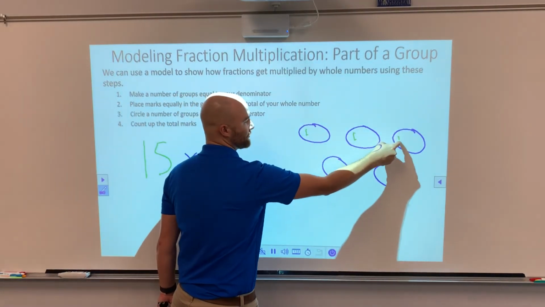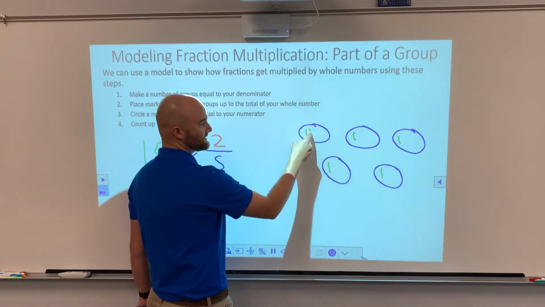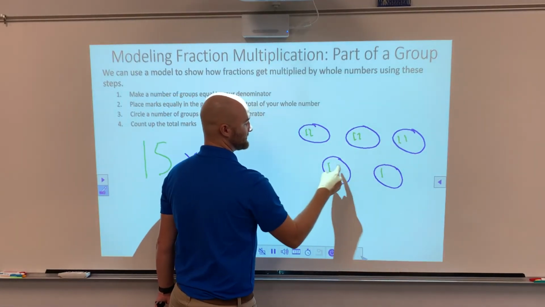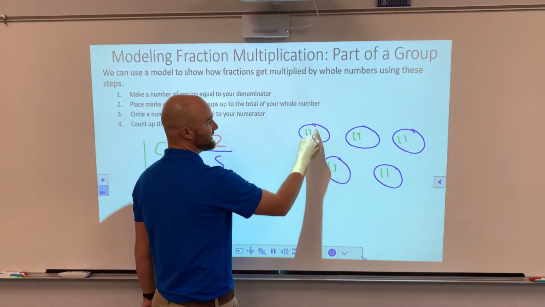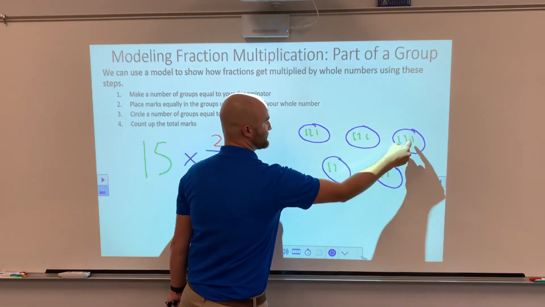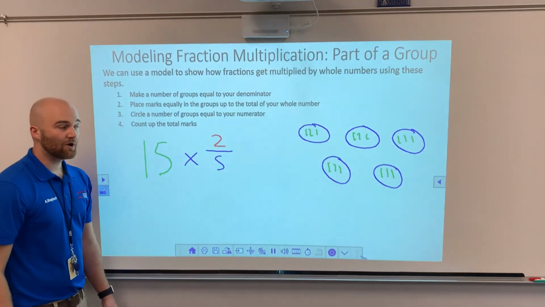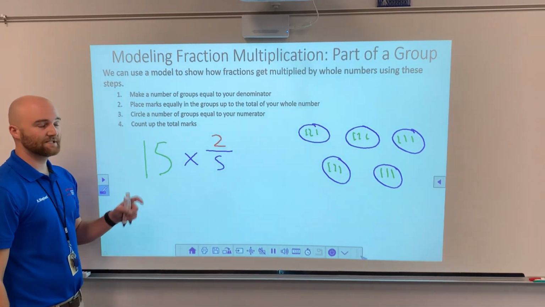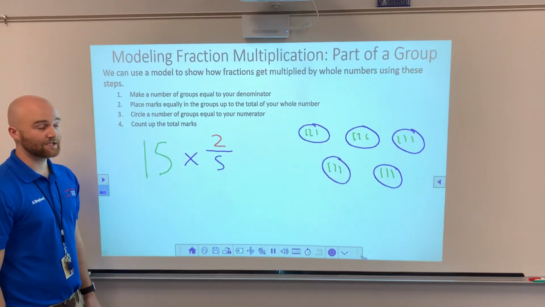1, 2, 3, 4, 5. Got to keep going. 6, 7, 8, 9, 10. Okay, I still have to keep going. 11, 12, 13, 14, 15. I've got 15 marks in there because I have 15 as my whole number, and they're split up evenly. I have the same number in each group.